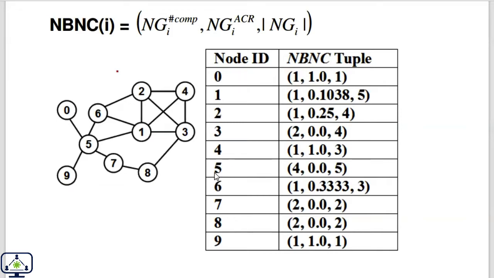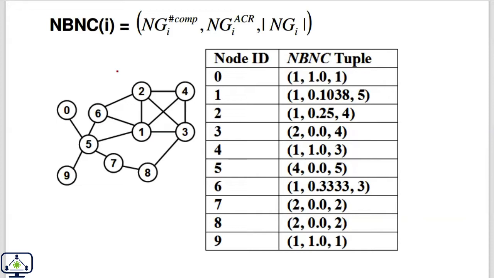On the other hand, node 5 has 4 components. This neighborhood graph is not connected, and it has 5 neighbors. For node 1, as I said, it has just 1 component, and it has a non-zero algebraic connectivity, that 0.5-something we saw, divided by the number of vertices 5, giving 0.1038, and 5 neighbors. So this is what will form the centrality tuple for the vertices in this graph.